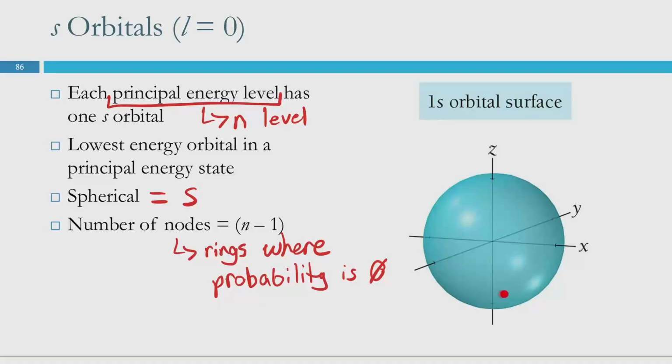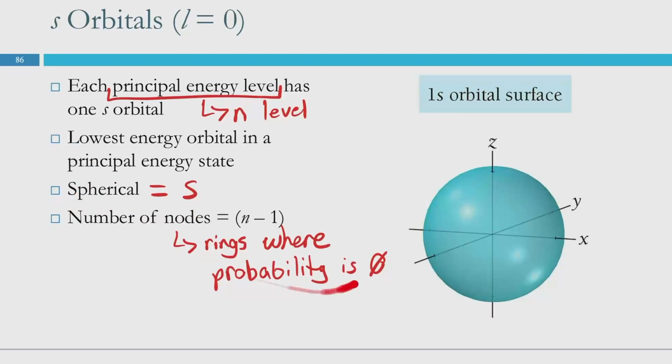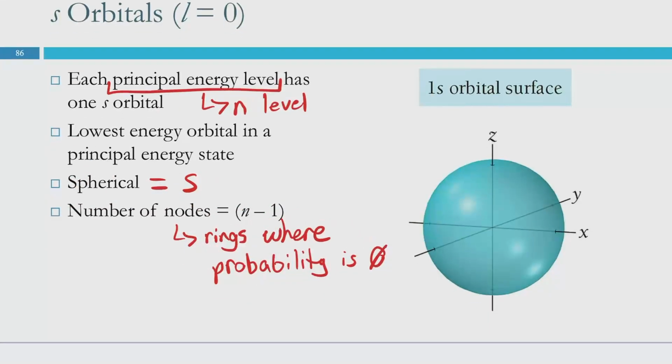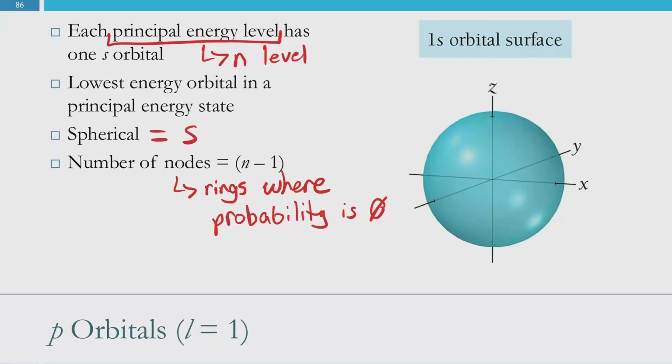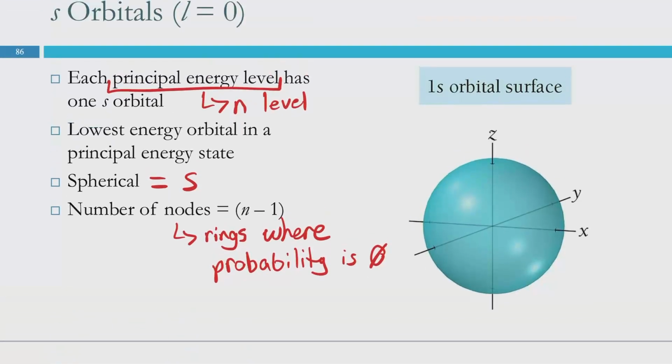The big ideas here are 1s is our lowest energy orbital. S is always our lowest energy orbital for a given n level. S means that it's spherical. And the nodes thing is maybe like a bonus, if you remember that. Any questions about our s orbitals or nodes?